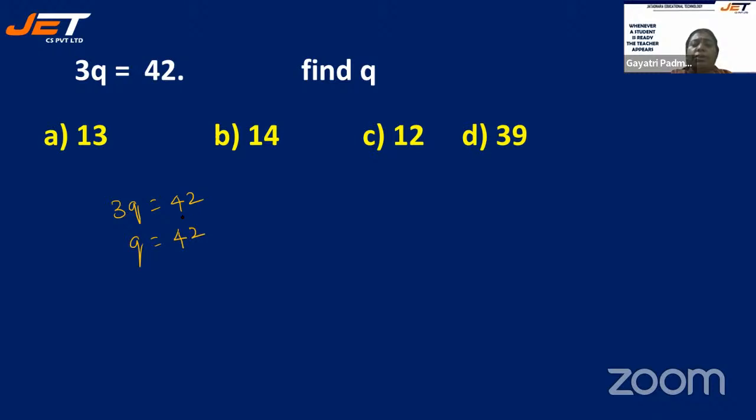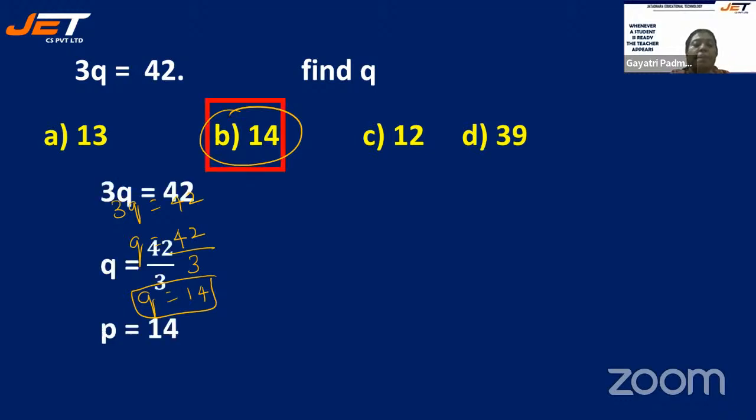You just need to cross multiply, right? So it becomes 42 by 3. Whereby q is, 3 ones are 3, 3 fours are 12. Therefore, the value of q is 14. So B is the correct option. Those who have got B as the correct answer, your answer is perfect. See the next question.